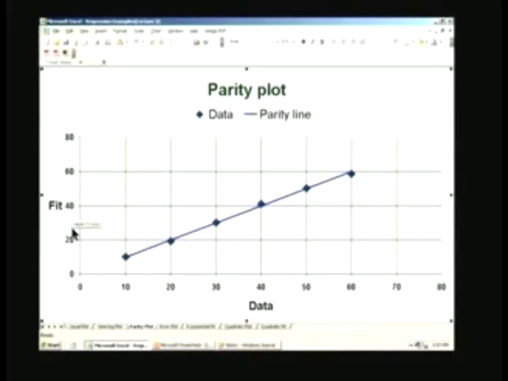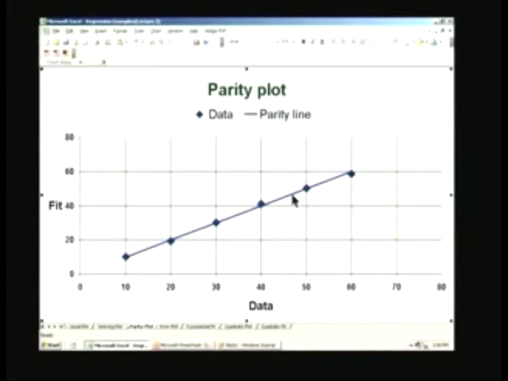We plot the fit on the y axis, that is the value of y obtained by the regression line. On the x axis, I am going to use the data which is given. If these two, the data and the fit, agree completely or perfectly with each other, they will lie on a line. If I plot using the same scale on both axes, it would lie on a 45-degree line.